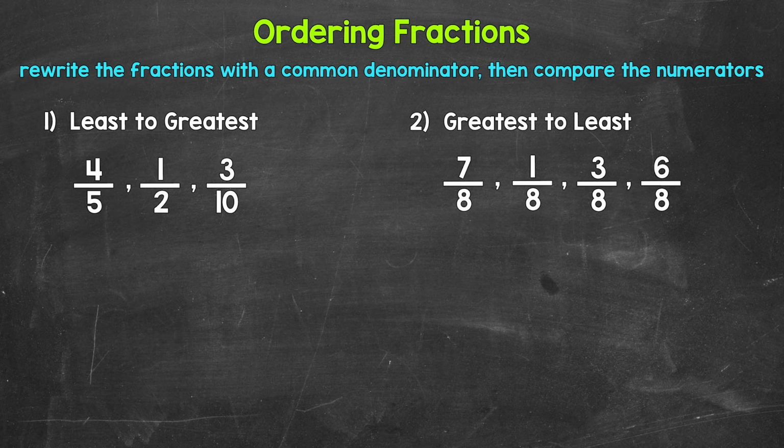Well, 3/10. Think, 5/10 is half, and 3/10 is less than 5/10. 3/10 is less than half. So 3/10 comes first. Again, that fraction is less than 1/2. Then we have 1/2, and that comes next. And then lastly, we have a fraction greater than 1/2, 4/5. So 4/5 is the greatest. And now we are in order just by thinking through this and using what we know about fractions.